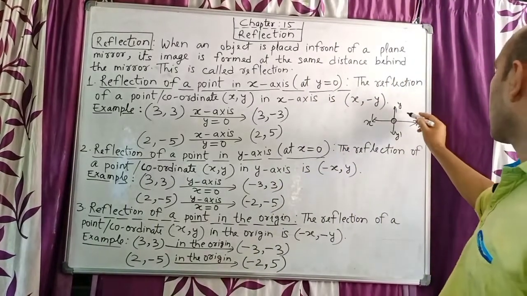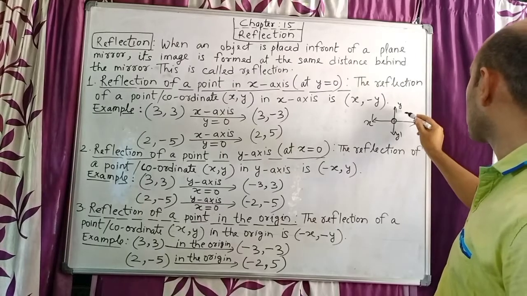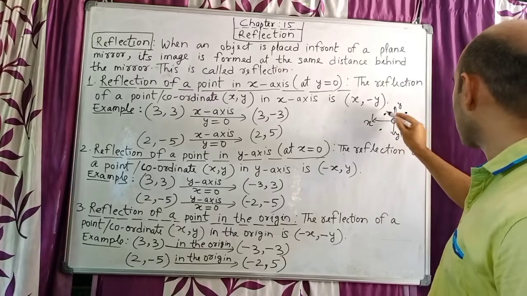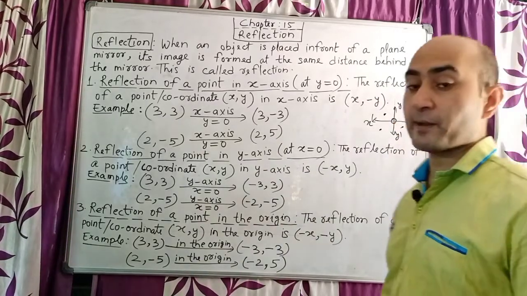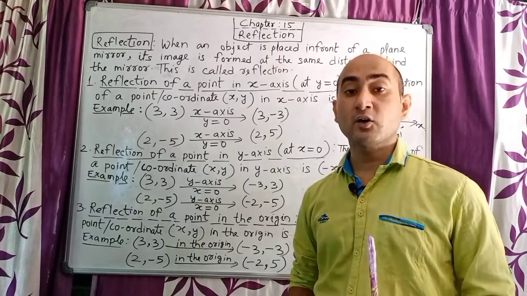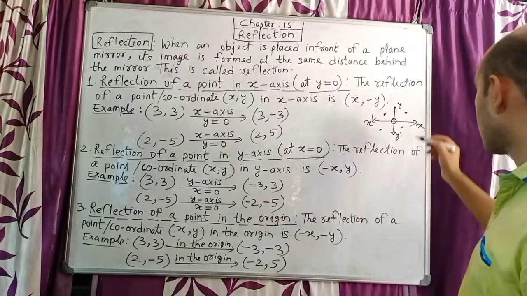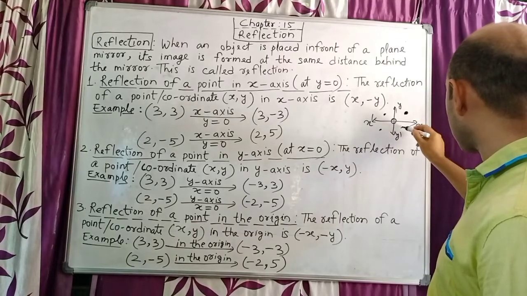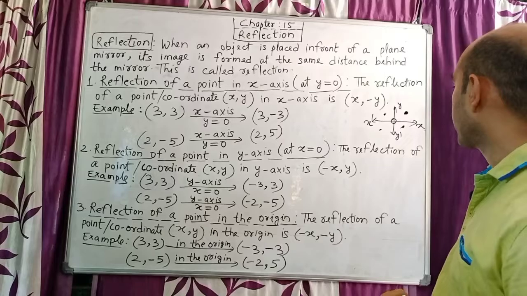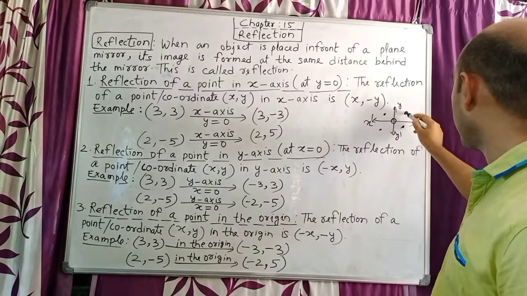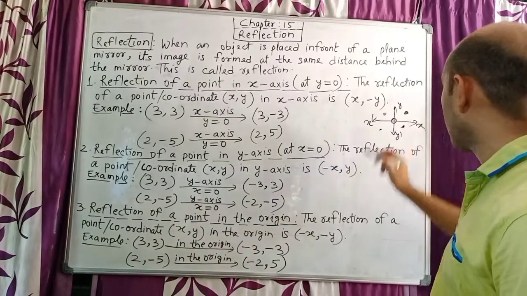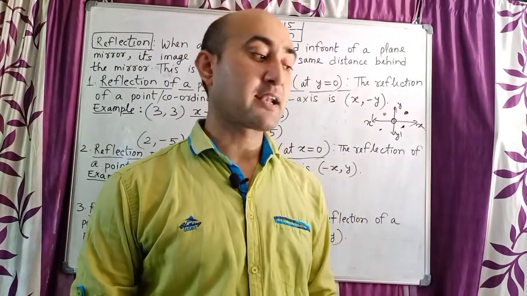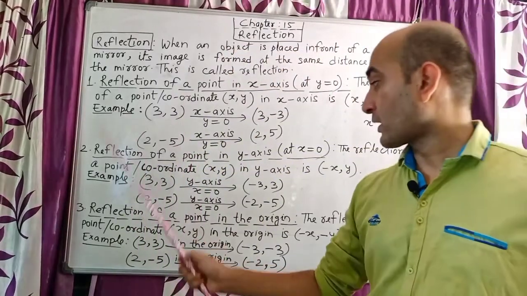Now reflection in the origin means if a point is here, this point will jump over the origin and come here, and if there is a point here, this will jump and come this side. This kind of reflection is called reflection in the origin. And what is the meaning of x axis? If a point is here, reflection in the x axis means this will jump over the x axis and come here, and reflection in the y axis means if there is a point here, it will jump over the y axis and come here. So this kind of reflection is called reflection in the x axis, reflection in the y axis, and reflection in the origin.